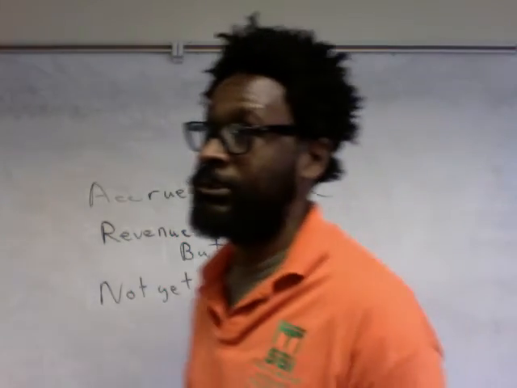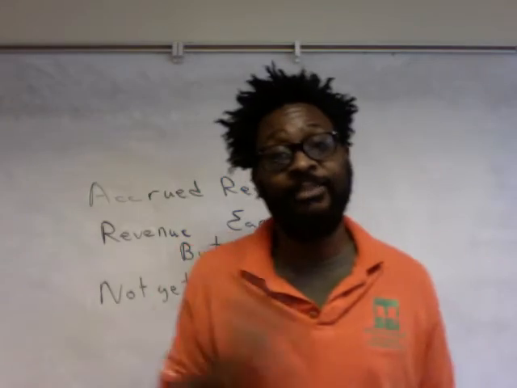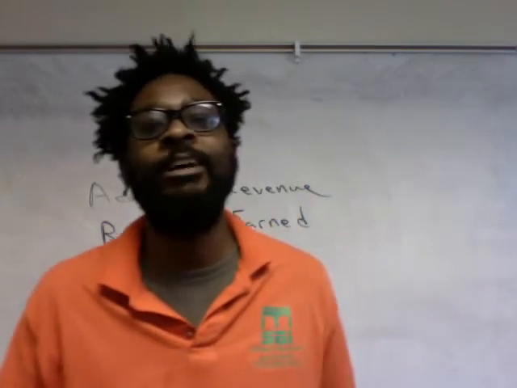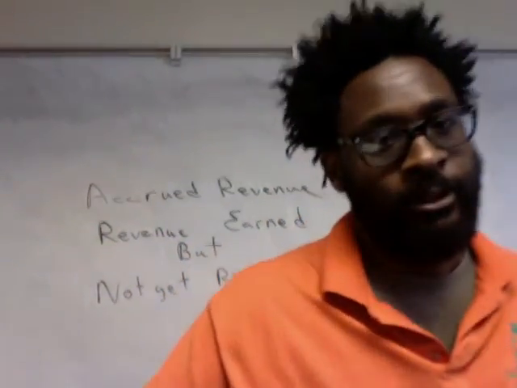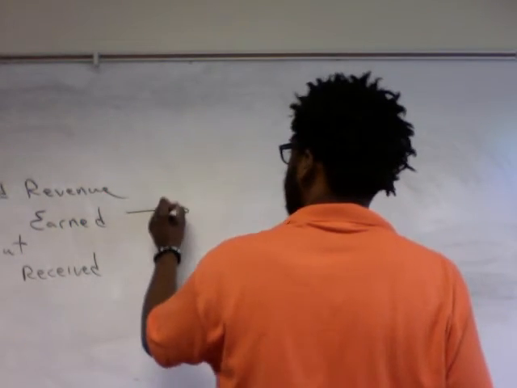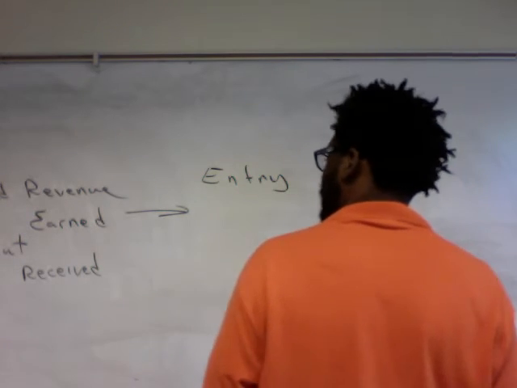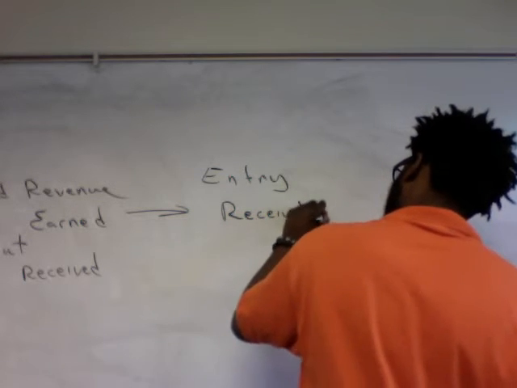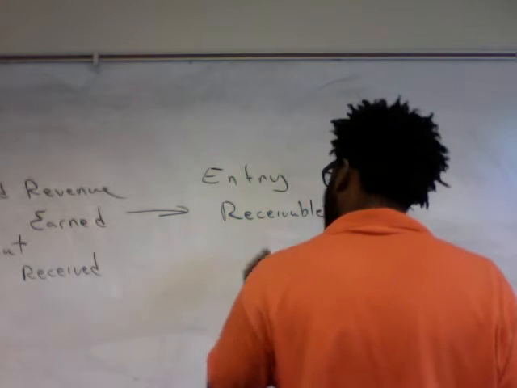How do you increase revenues? By credit. But the fact that you did not receive it yet means that someone has to pay you. You have to collect in the future. So you have to set up a what? Account. What kind of account? A receivable. So anytime you have an accrued revenue, your entry is going to be a debit to a receivable and a credit to a revenue.